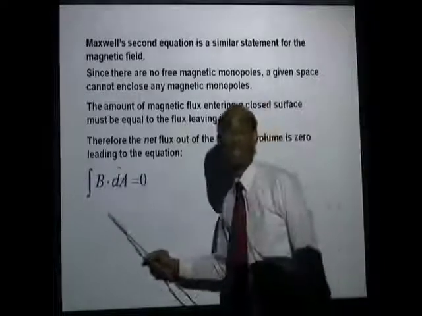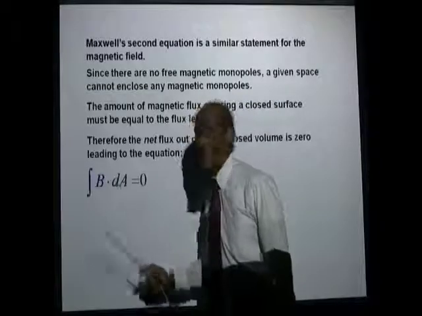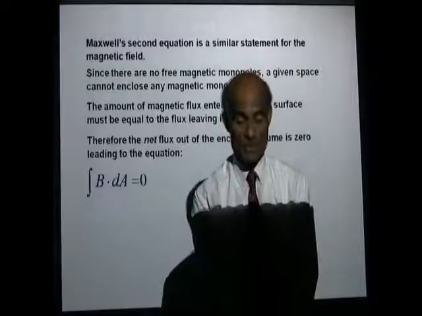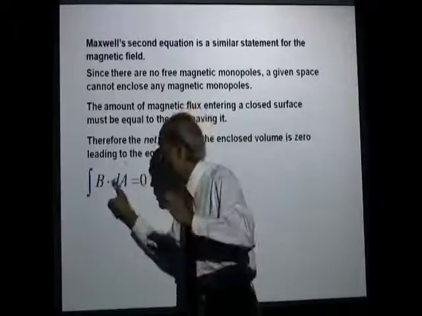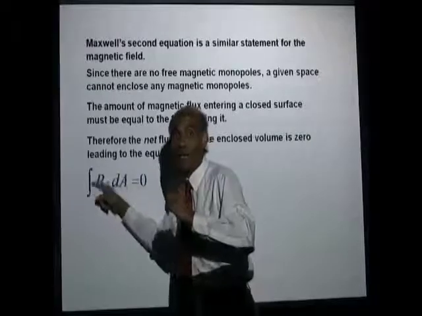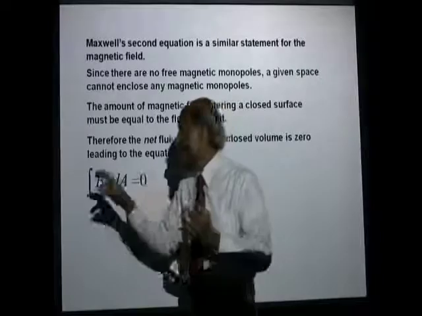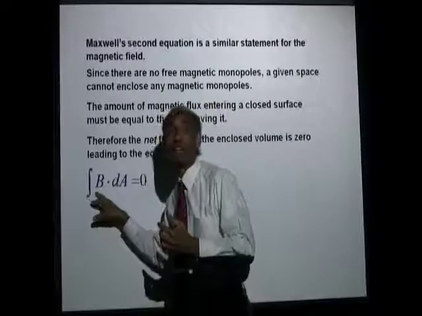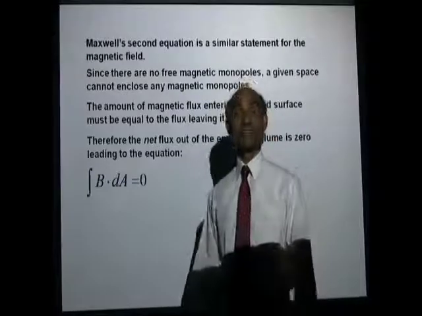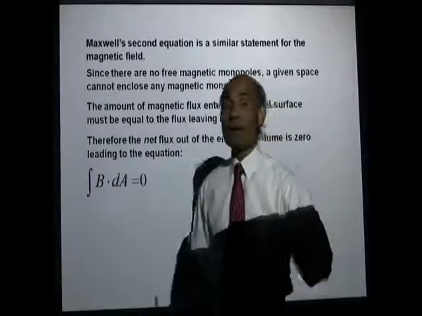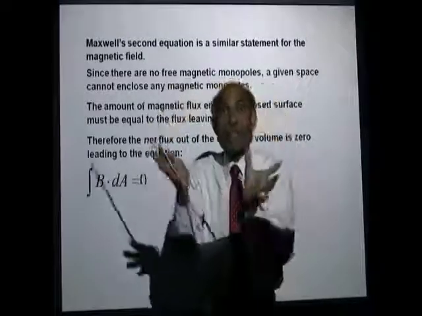And therefore, the second Maxwell's equation is integral B dA. What does B dA stand for? Well, B dA is the flux that leaves a small area dA, and you integrate it over the entire surface. That is the net magnetic flux leaving that surface, and that is equal to zero, is Maxwell's second equation. Now you notice that Maxwell's first and second equations involve integration over a surface.